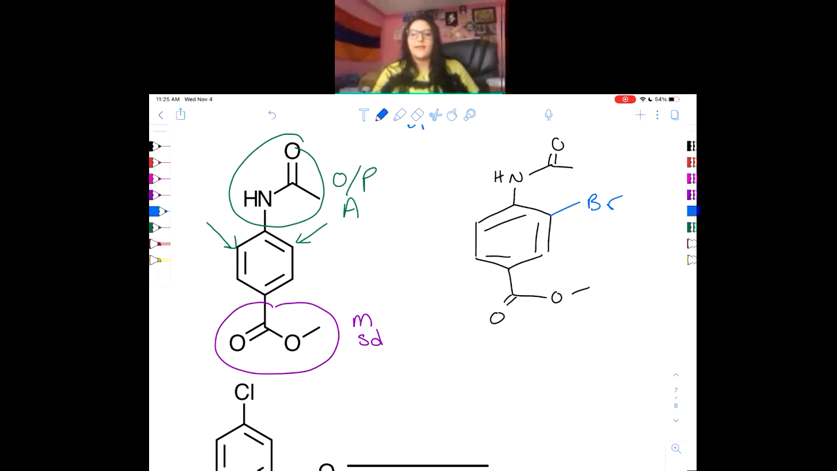So someone asked, will activators always be favored over deactivators when choosing positions? So yes, is the short answer. And the reason for this is because we're always going to choose whichever group is more activating to be the director. So if it's ever activator versus deactivator, the activator is always going to win. And yes, you're right. Basically, whichever one is more reactive, that one will be the director. Correct.